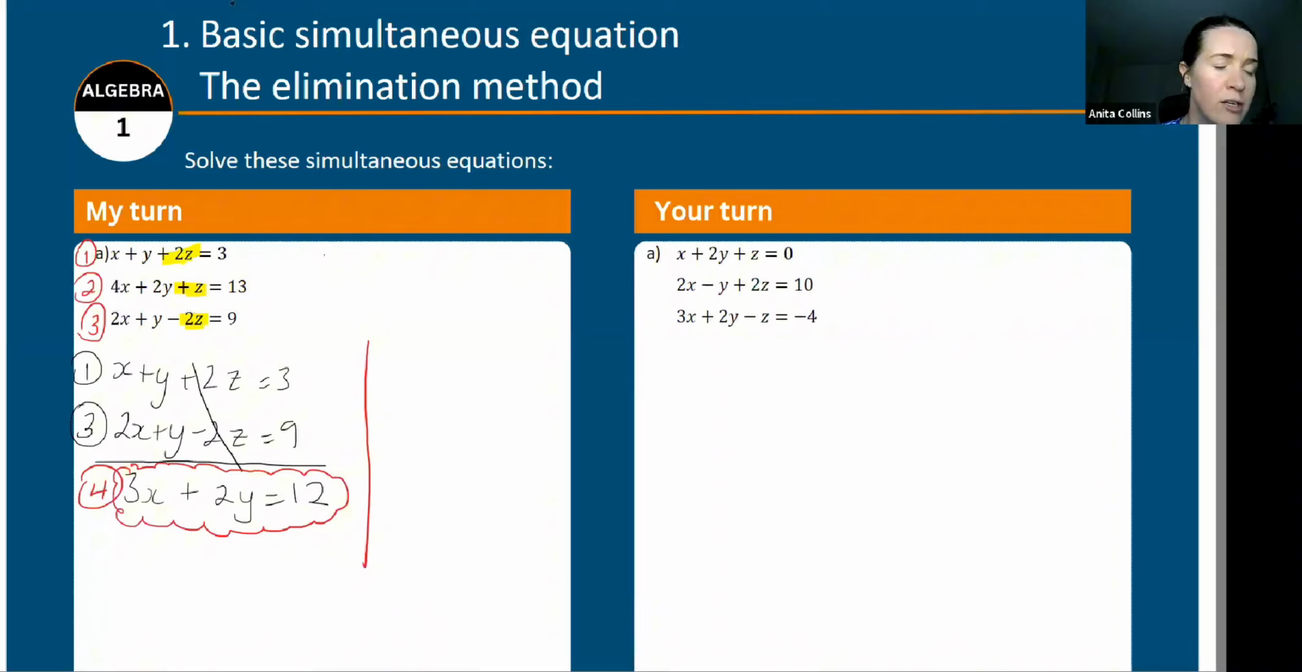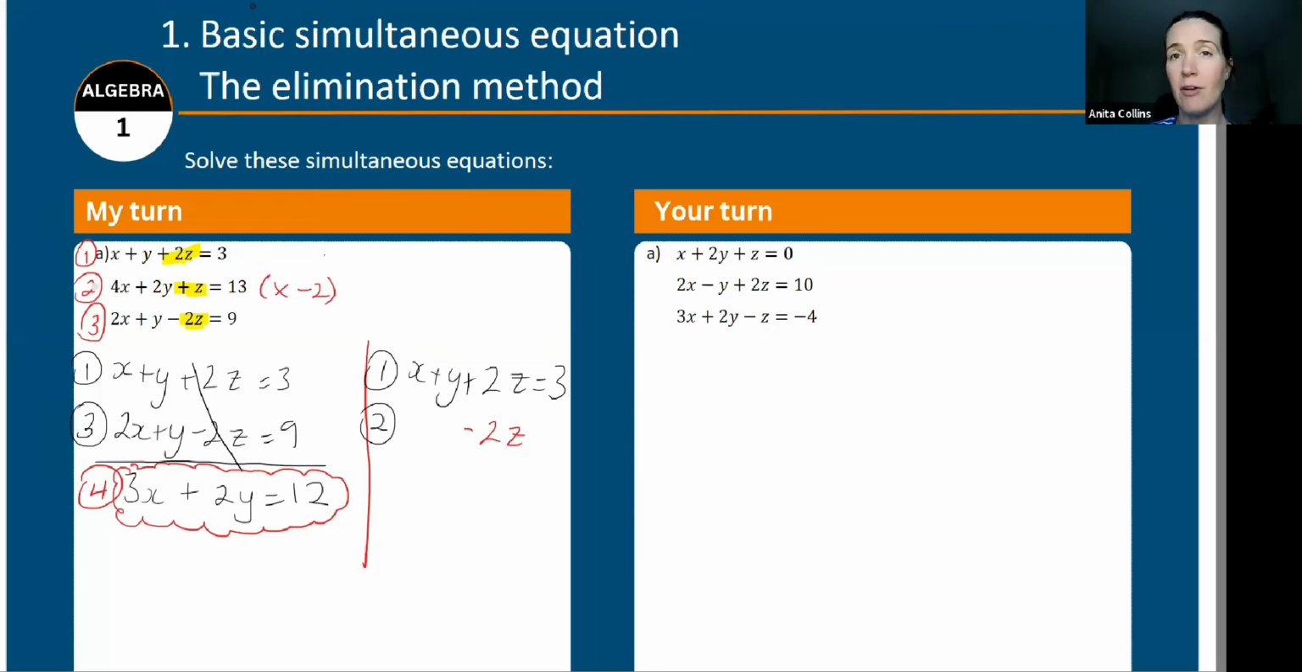Will I go 1 and 2 or 2 and 3? I don't think it matters a huge pile. I'm going to go 1 and 2. x plus y plus 2z is equal to 3. Now, if I write down 2, my z's aren't going to cancel, are they? So I need this to be a negative 2z in order for it to cancel. To make that happen, I need to multiply this by negative 2 so that that z will turn into a negative 2z.